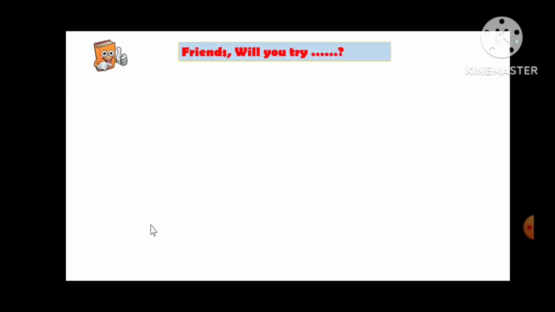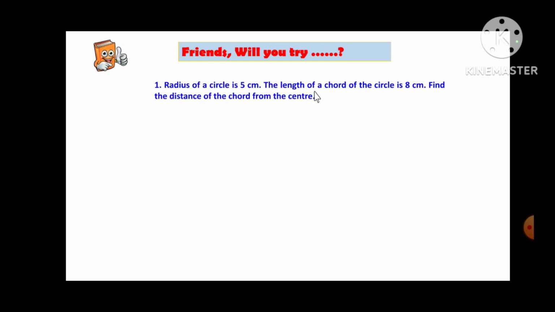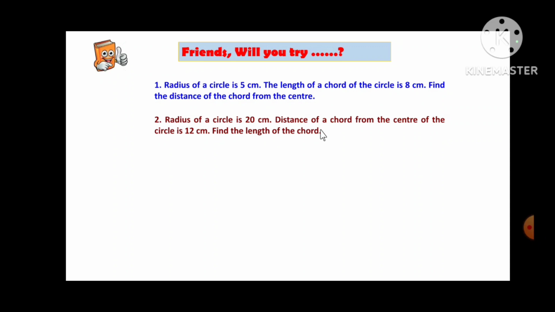So friends, you try this. Number 1, the radius of the circle is 5 cm. The length of a chord of the circle is 8 cm. Find the distance of the chord from the center. Number 2, the radius of a circle is 20 cm. The distance of the chord from the center of the circle is 12 cm. Find the length of the chord.